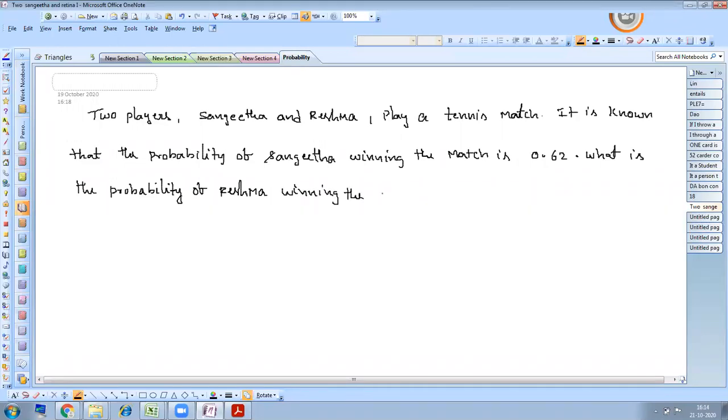You have to use the concept of complementary events. See, steps are very much important. Why am I mentioning the steps when you are solving an examination? Because there are not many calculations here. How to calculate, guys?